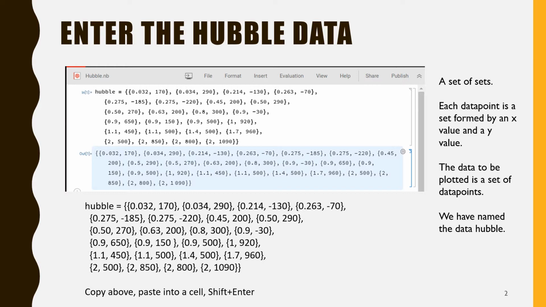So the curly bracket 0.032, 170, close curly bracket, that is one xy data point. Then we have a set of data points. So we have a set of sets. And we are calling our set of data Hubble.